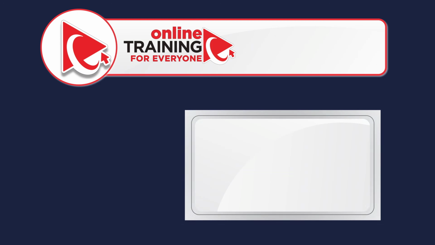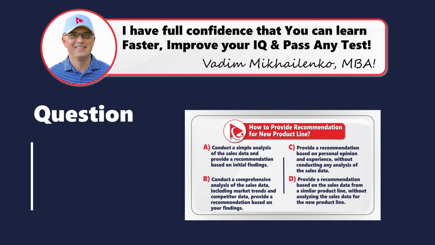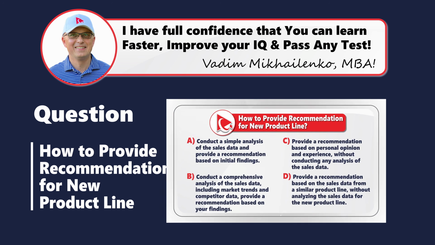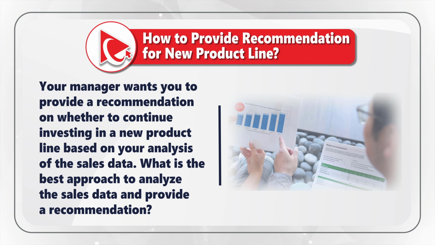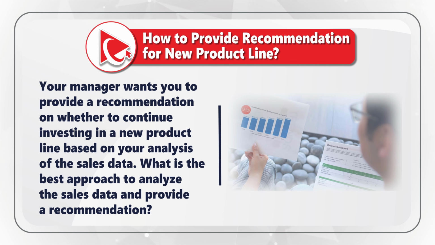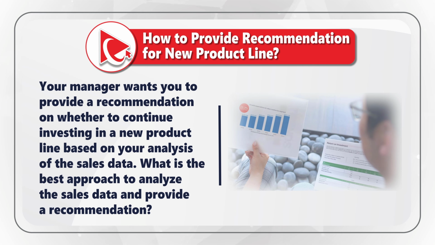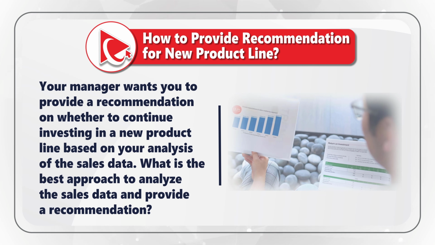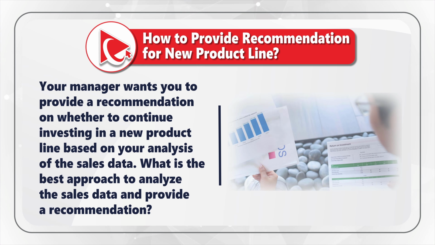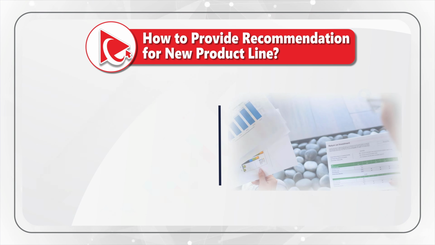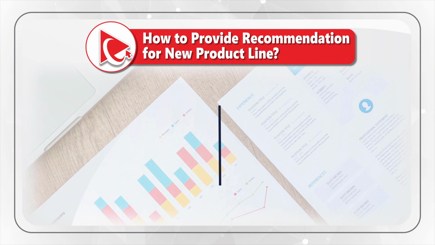Here's a very interesting question on how to provide recommendation to your manager for the new product line. Your manager wants you to provide a recommendation on whether to continue investing in the new product line based on your analysis of the sales data. What is the best approach to analyze the sales data and provide the recommendation? You're presented with 4 different choices. Let's look at each one of them.